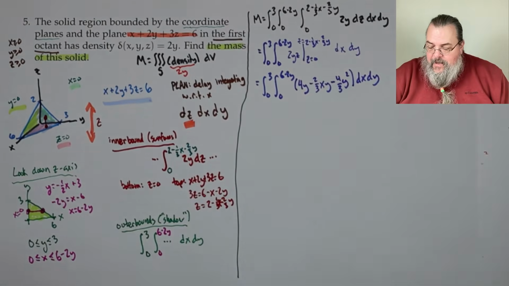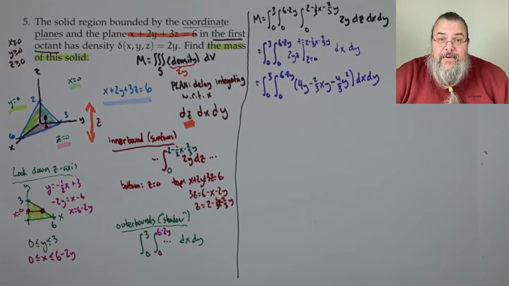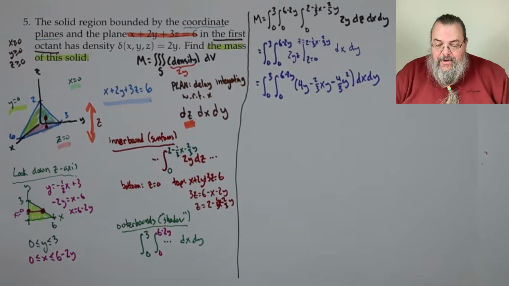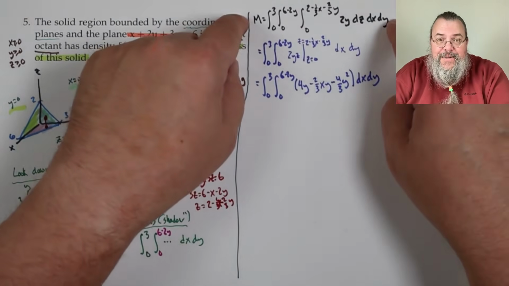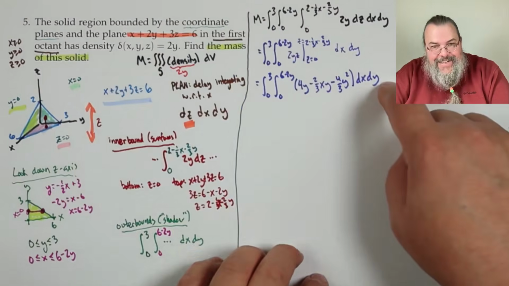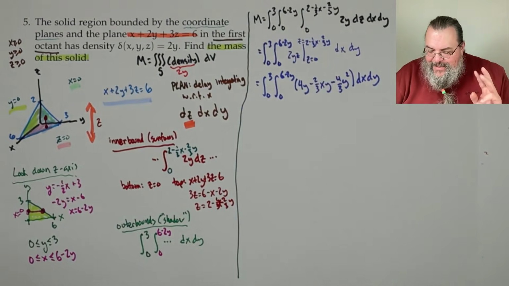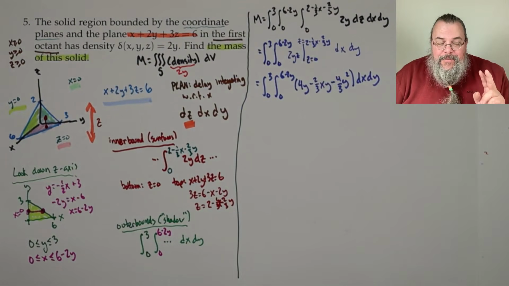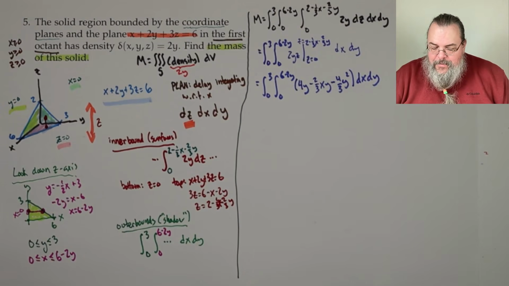Good. Now, we've successfully finished integrating with respect to z, right? The hard part is the setup. Then the long part is actually carrying out the integral. We've got 3 layers. We finished one of them. 2 to go. All right. So we'll go to our next layer.